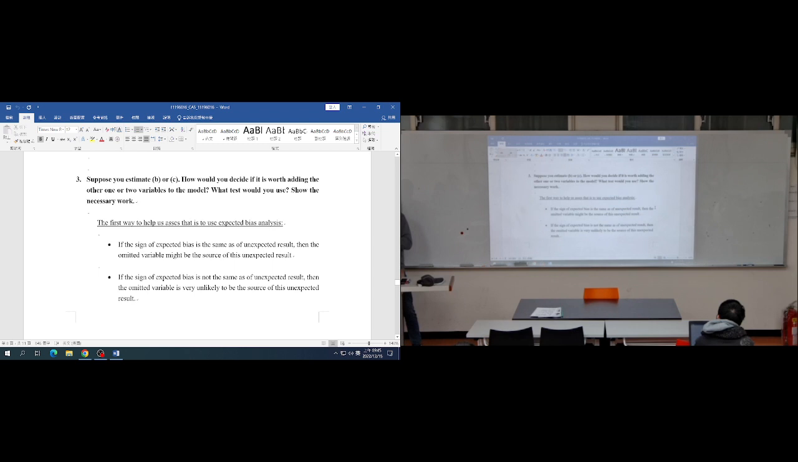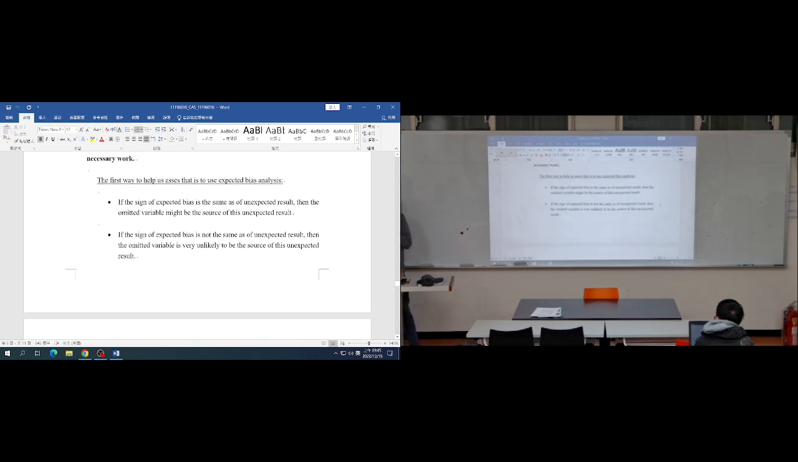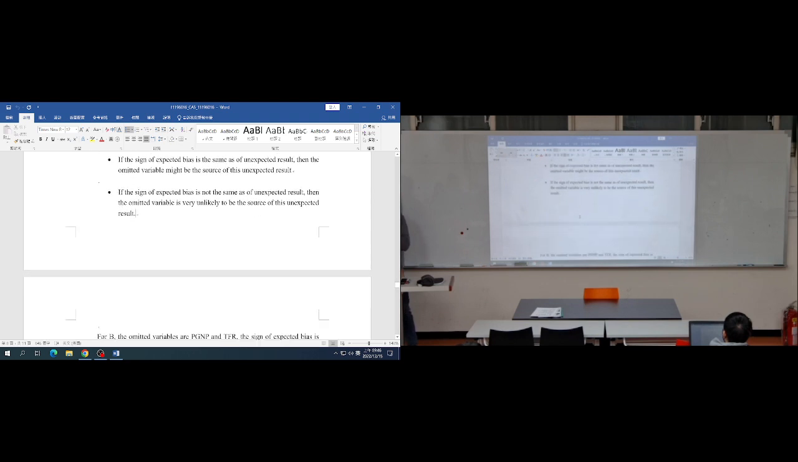All right. So now the most interesting part: how do you decide if these omitted variables should be added to the model? The first way is the expected bias analysis. If the sign of the expected bias is the same as that of the unexpected result, then the omitted variable might be the source of this unexpected result. If the sign is not the same, then the omitted variable is very unlikely to be the source of this unexpected result.